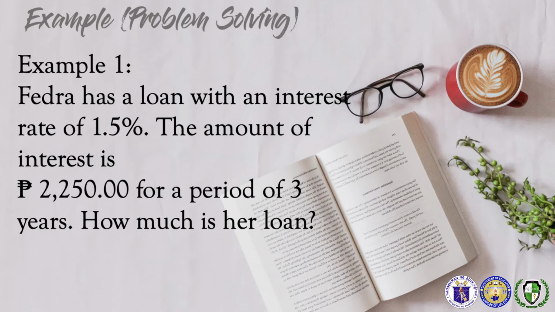Fedra has a loan with an interest rate of 1.5%. The amount of interest is 2,250 pesos for a period of 3 years. How much is her loan?